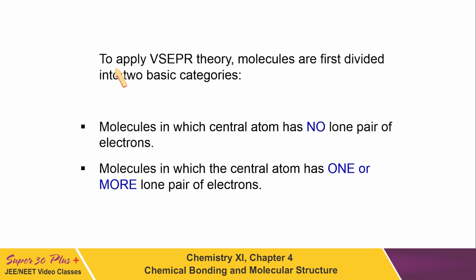Now, to apply the VSEPR theory, we first divide molecules into two basic categories. The first category is those in which there is no lone pair of electrons on the central atom. No lone pair, all electrons are paired. The second category is molecules in which the central atom has one or more lone pairs of electrons. Now it is very interesting to see how these lone pairs place themselves.